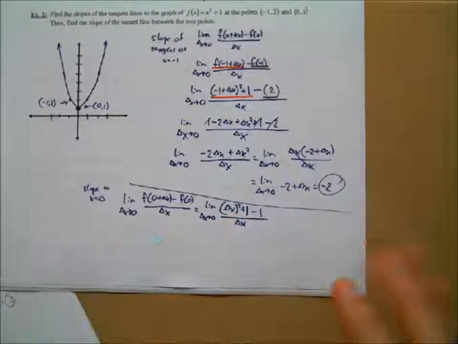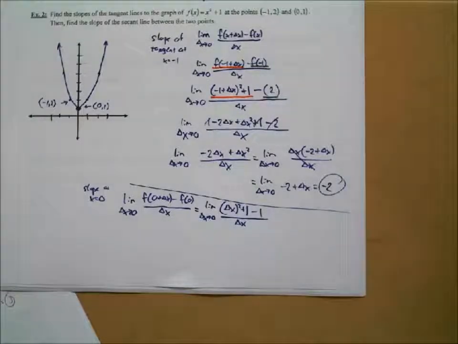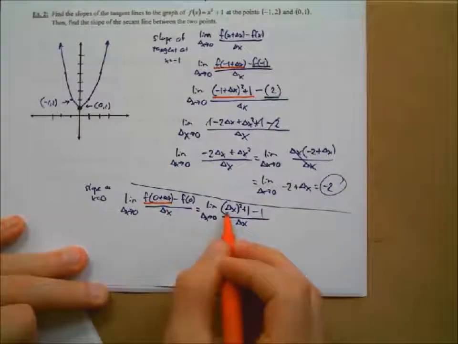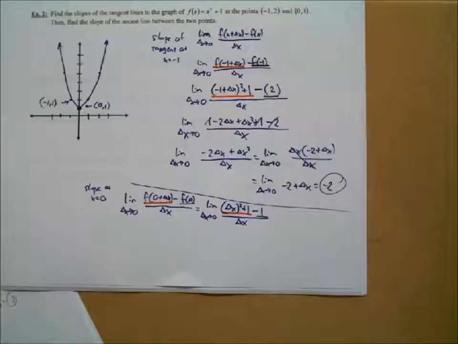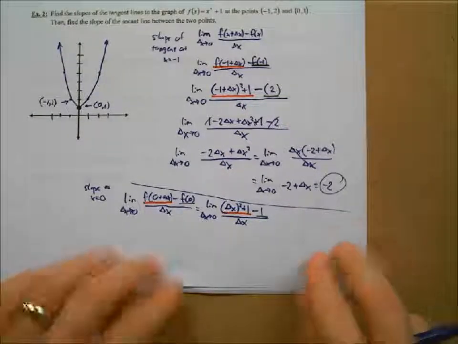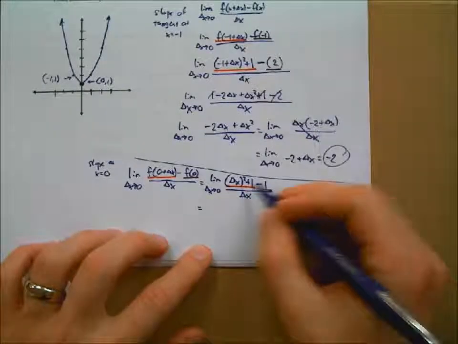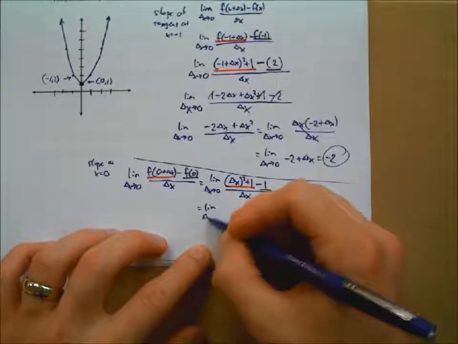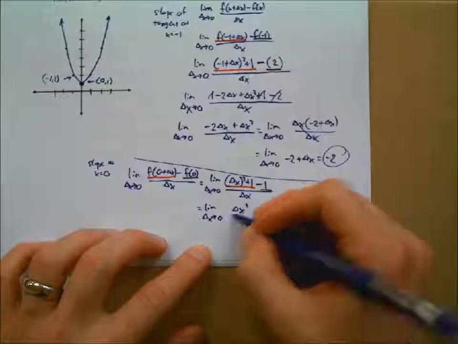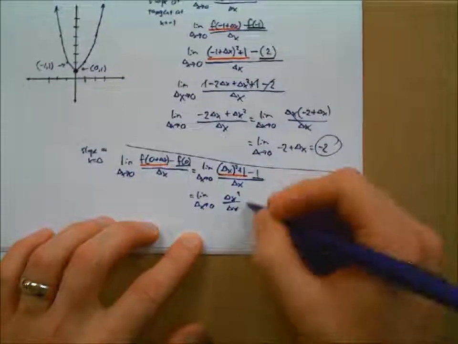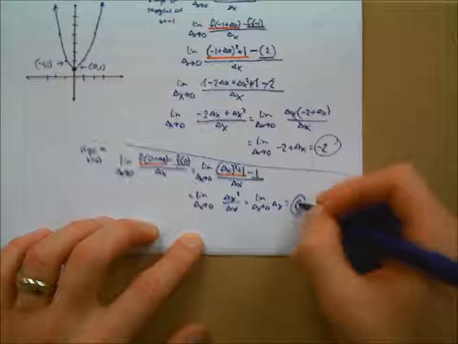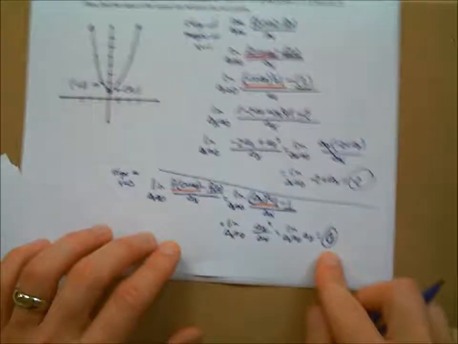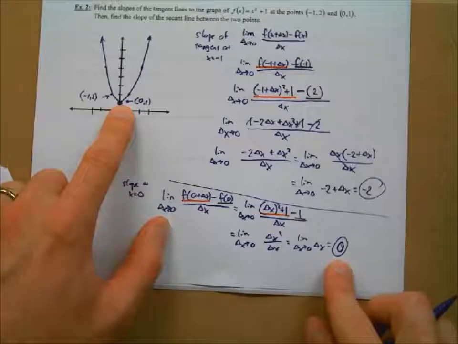Okay. So again, I'll highlight these because I think that might be beneficial. F of 0 plus delta x becomes just this. F of 0 becomes just that. So this simplifies really nicely. The 1 and the minus 1 cancel. We have delta x squared over delta x, and that simplifies to just delta x, which is then just 0. And again, we confirm what we already intuitively thought was the case, that the slope at that point would be 0.